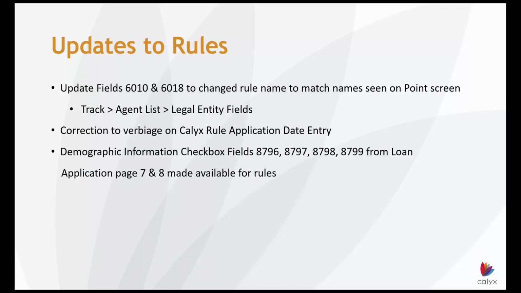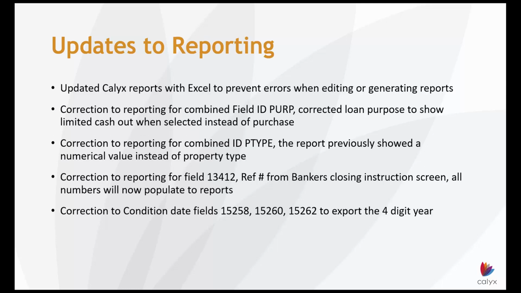We've updated 2 fields in PointCentral to match the field names inside of Point to make it easier when building out rules. Those are the 6010 and the 6018. We've also corrected some verbiage on a Calyx rule application data entry in the description area. And we've added some demographic information checkboxes. There's 4 there from the loan application, page 7 and 8. These now are available for rules.